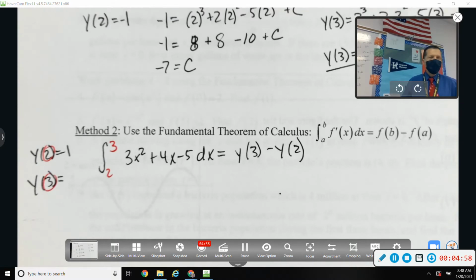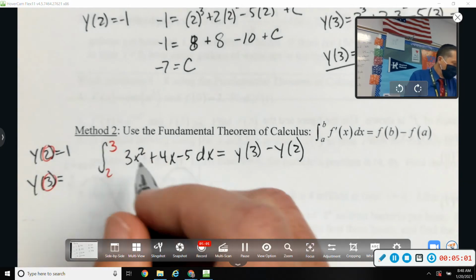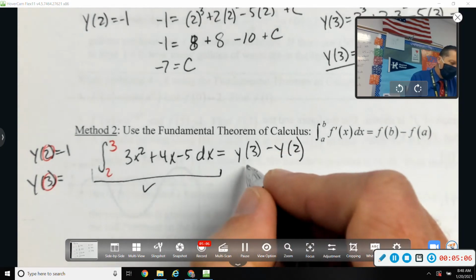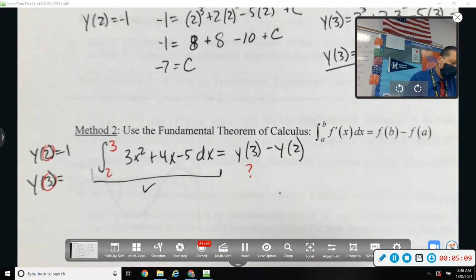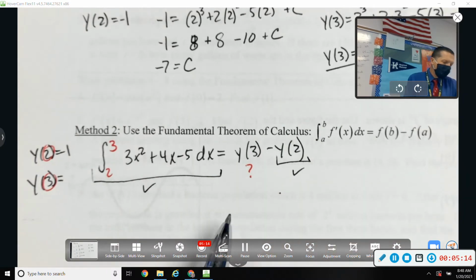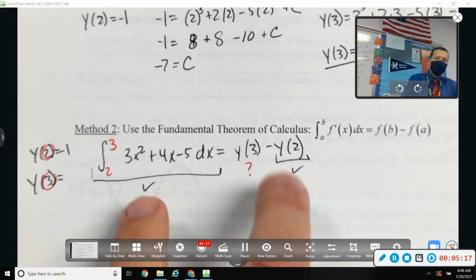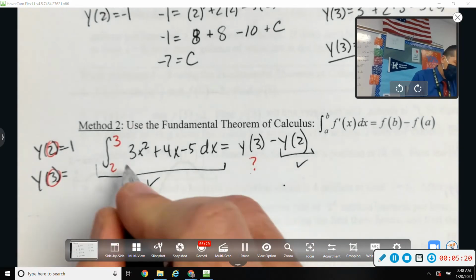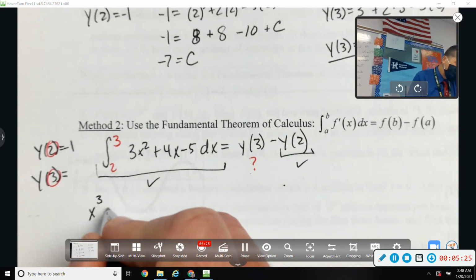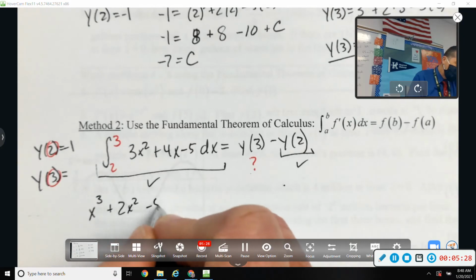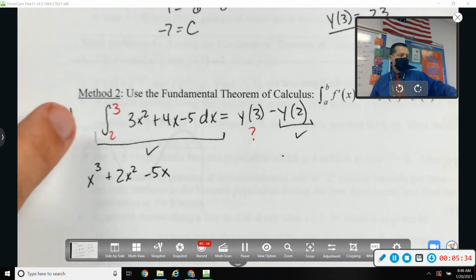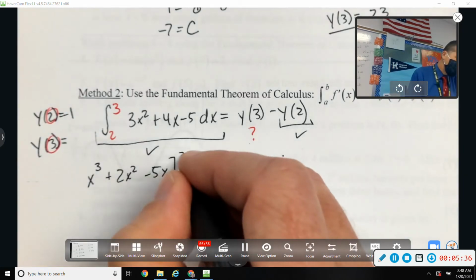Okay. Well, we can evaluate this. y of 3 is what we're looking for, and y of 2 we know, that's negative 1. So we can figure out what y of 3 is by finding these other two pieces. So let's integrate over here. We just did this integration: x cubed plus 2x squared minus 5x. And I don't need the plus c this time because I have limits to worry about. So I'm just going to go from 2 to 3.